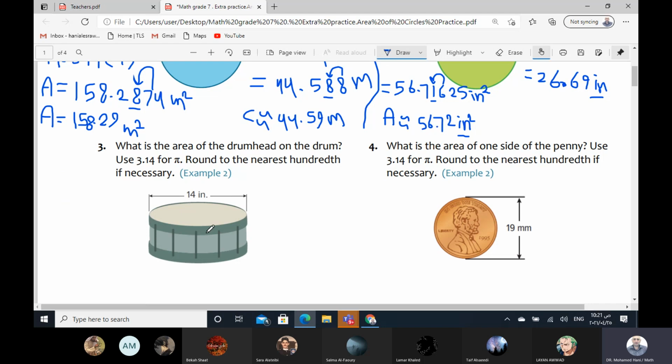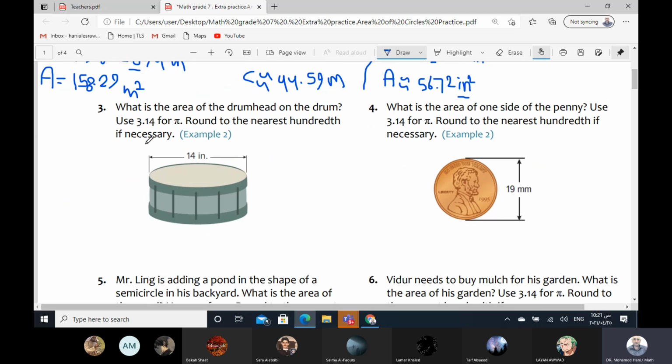Here, number 3. What is the area of the drum head on the drum? Use 3.14 for pi, round to the nearest hundredth if necessary. Look to the figure here. As you see, we have the diameter.